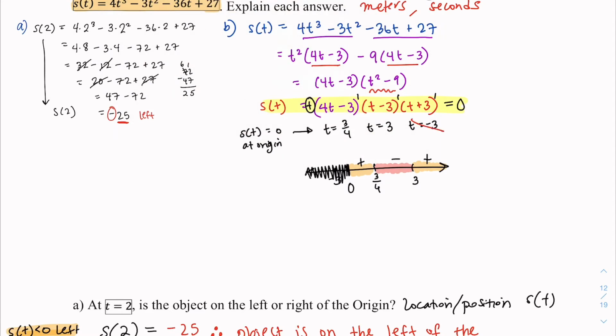Make sure you crossed out negative 3, because it doesn't make sense to have a negative time, and the answers are 3/4 and 3.